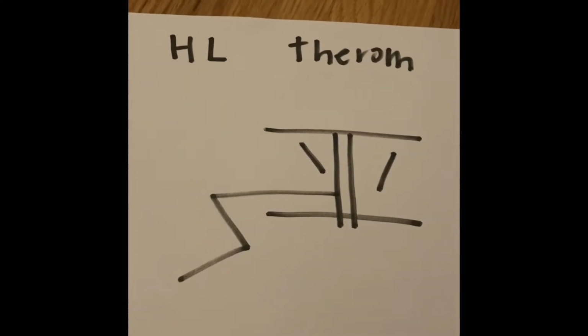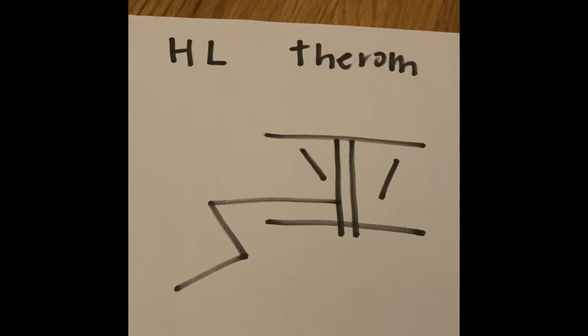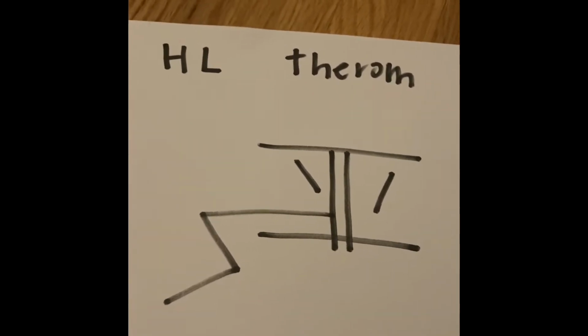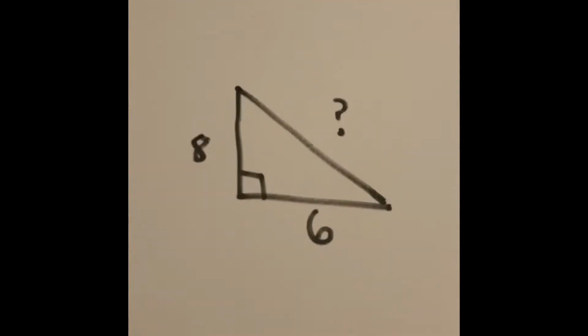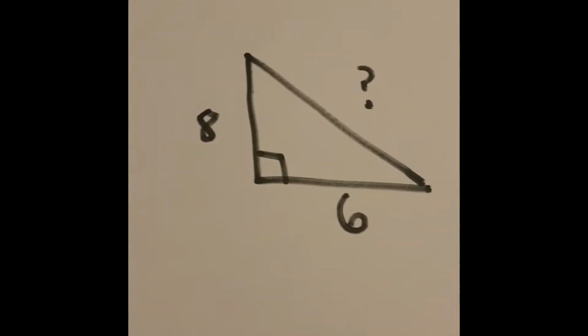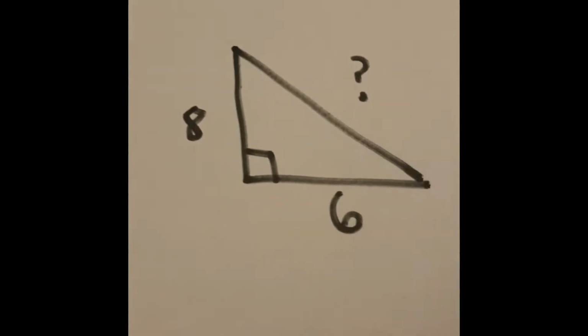Hey, dropping in life's math and history, and we are going to take a look at the HL theorem. But before we understand this theorem, we're going to do a little warm-up because the word HL kind of has to do something. So how do you find the hypotenuse right here?